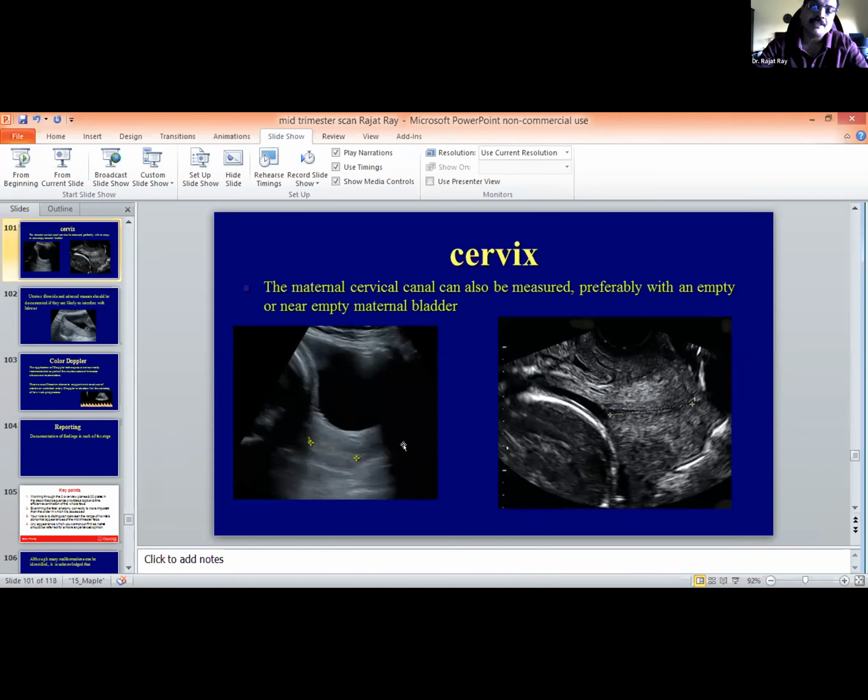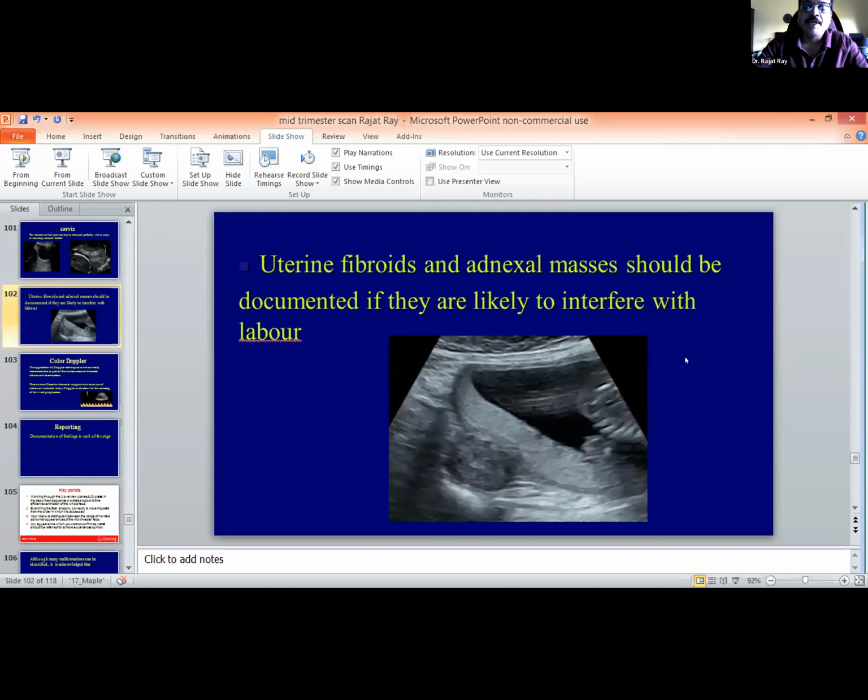But if she is a high-risk patient, suppose she has preterm labor, threatened abortion, or during transabdominal sonography you are seeing a dilated cervix or an inverted Y, then you should measure the cervix transvaginally. Uterine fibroids and adnexal masses should be documented if they are likely to interfere with labor.